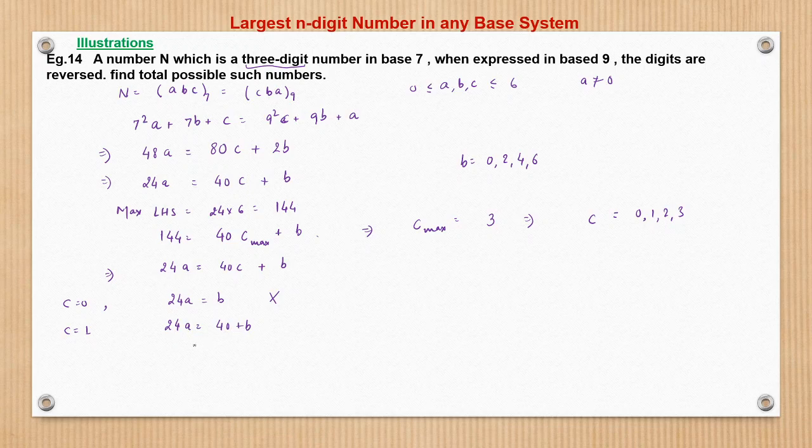But this is more than 40. If A is 2, this is 48. So LHS is 48 and RHS will be 48 if B is equal to 8, but B can take values 0, 2, 4, 6 only, right? So this is also not possible.